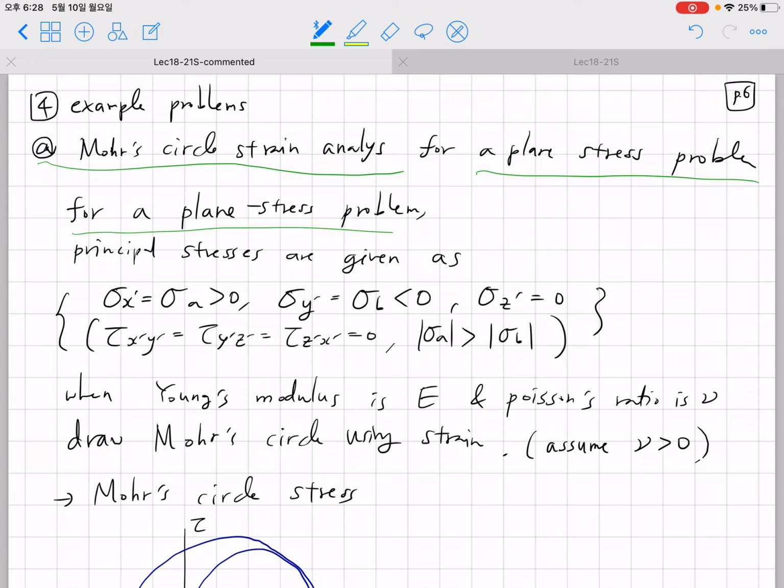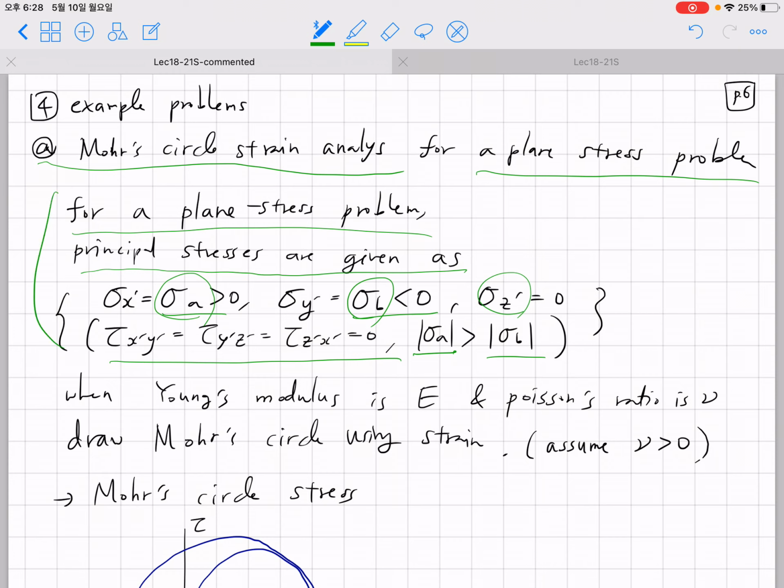For a plane stress problem, suppose that principal stresses are given as sigma A, sigma B, and sigma z equals 0. Note that sigma A is larger than 0 and sigma B is smaller than 0, which is a negative number or compressive stress. Because these are principal stresses, the shear stress components are 0, and the absolute value of sigma A is larger than the absolute value of sigma B.